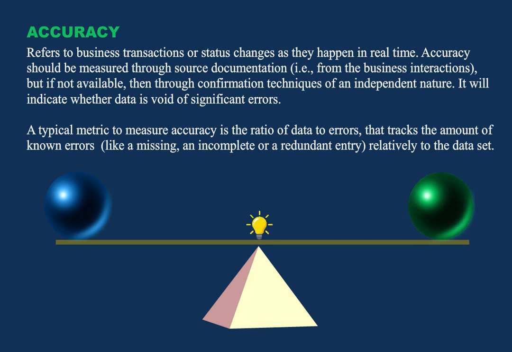Accuracy refers to business transactions or status changes as they happen in real time. Accuracy should be measured through source documentation, i.e., from the business interactions, but if not available, then through confirmation techniques of an independent nature. It will indicate whether data is void of significant errors. A typical metric to measure accuracy is the ratio of data to errors, that tracks the amount of known errors, like a missing, an incomplete or a redundant entry, relative to the data set.